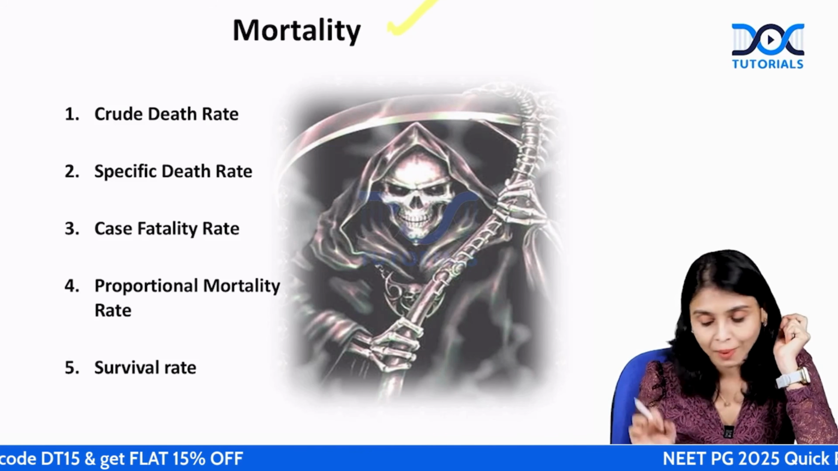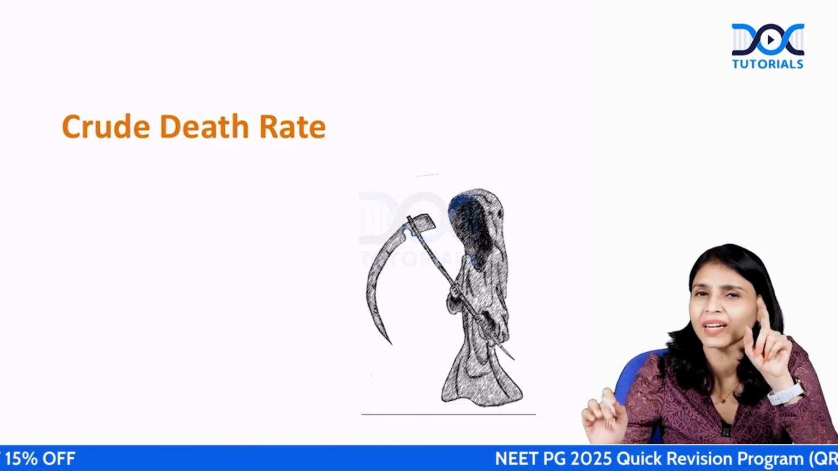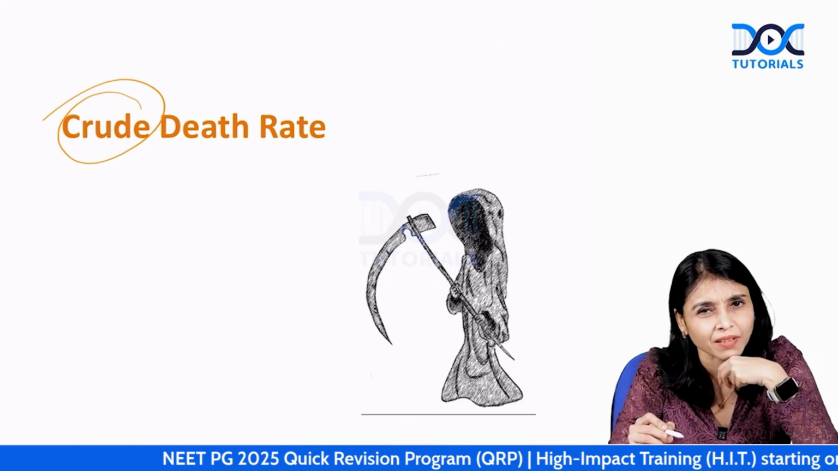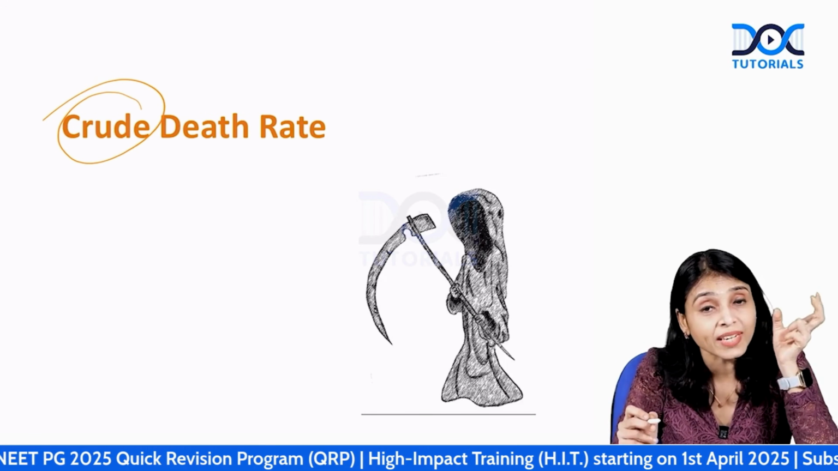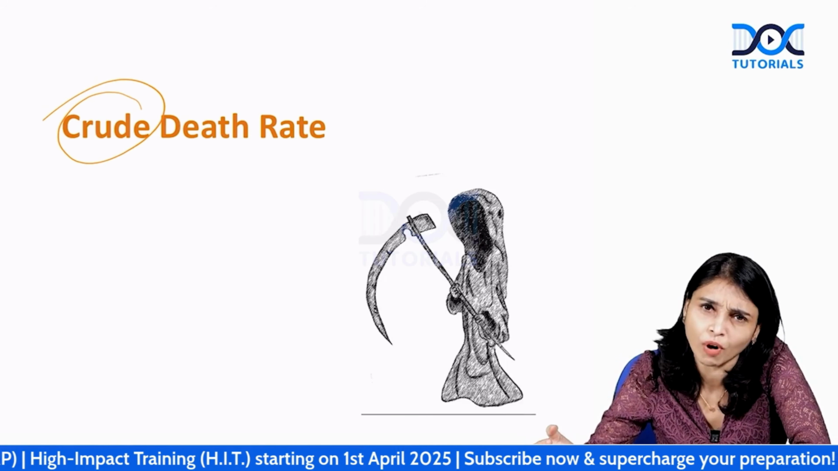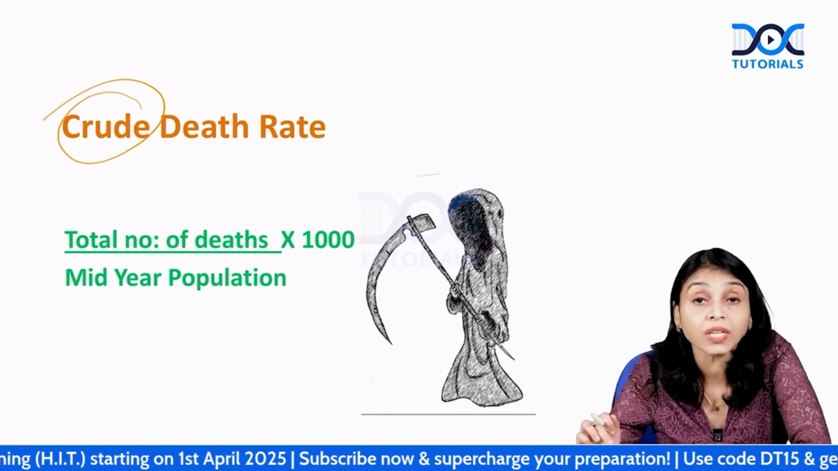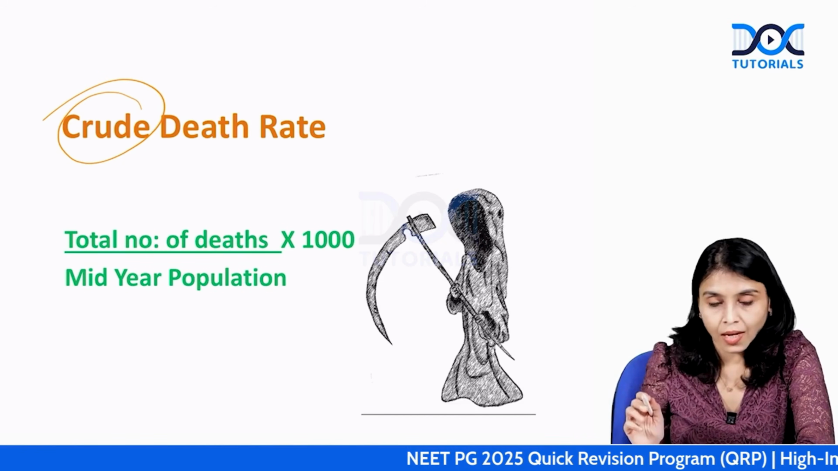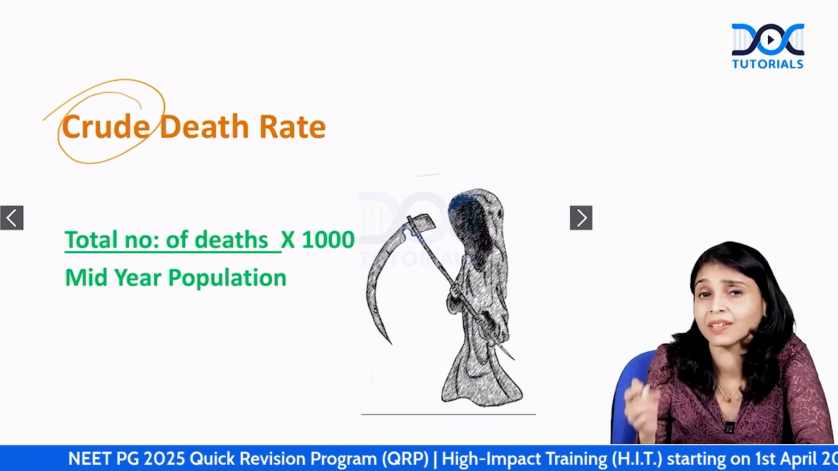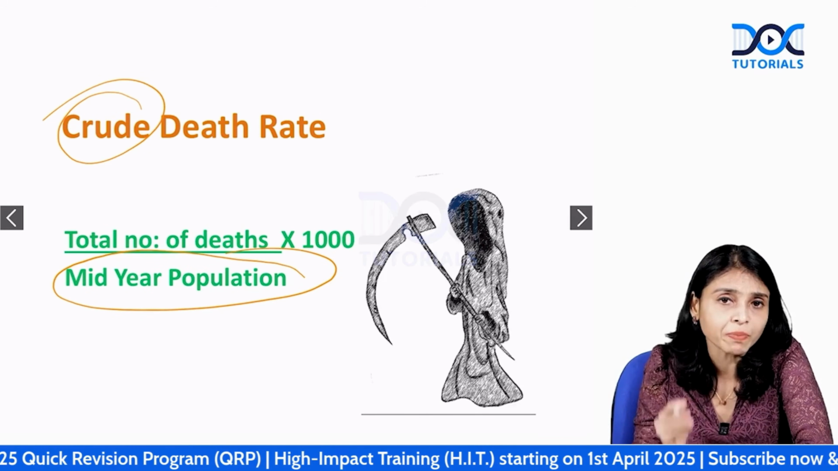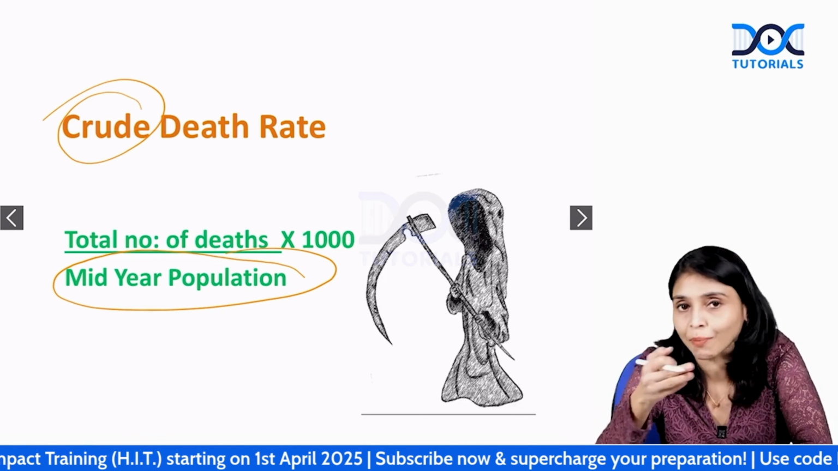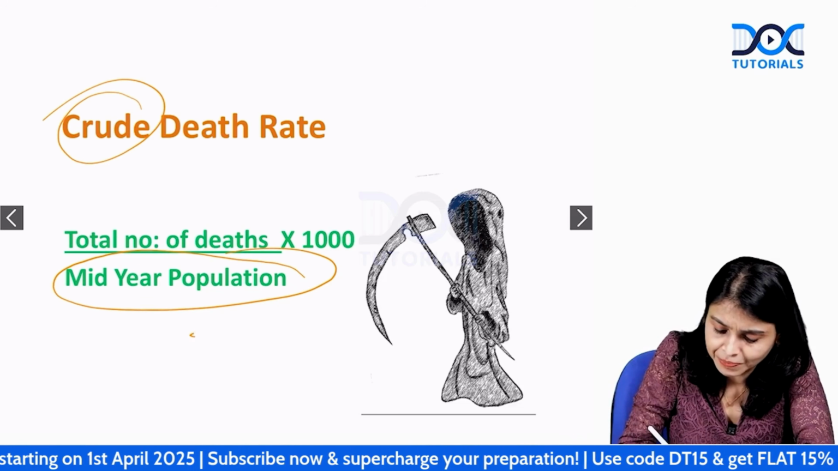Shall I give you the formula? Crude death rate means, guys, nothing to mug up. Crude means what? Non-specific. It will only tell you out of 1,000 people living in an area, how many deaths occurred. So naturally, what will be the formula? Number of deaths divided by mid-year population into 1,000. I hope you know what is mid-year population. That is something that you have learned in UG. Mid-year population means, as the name indicates, the middle of the year. The population you have in the middle of the year.